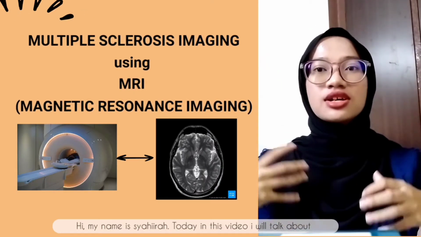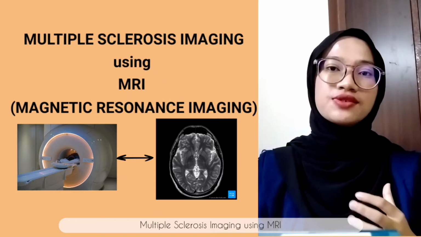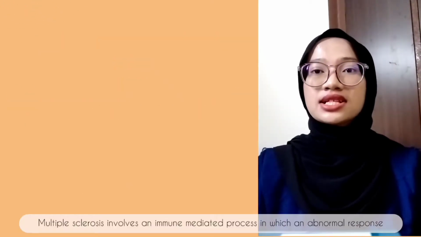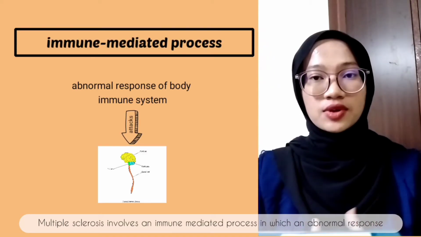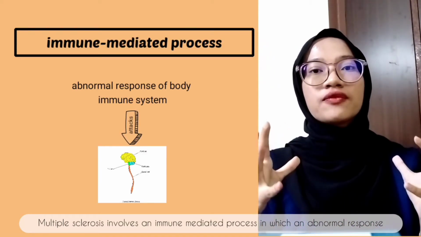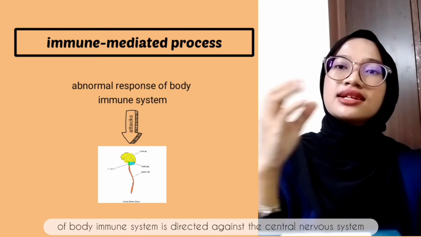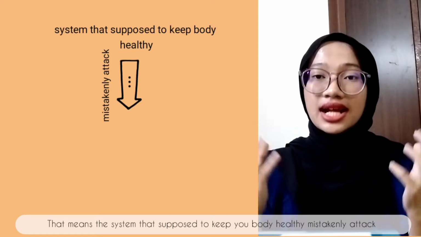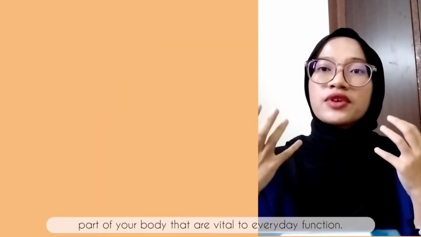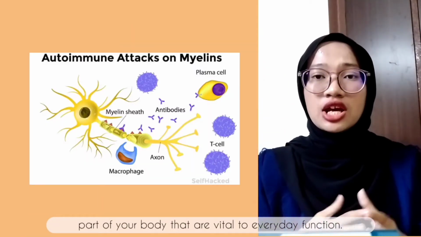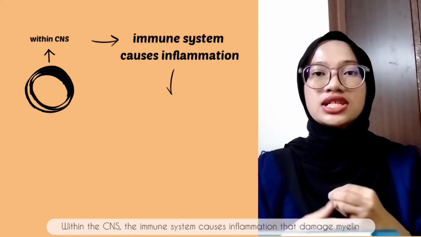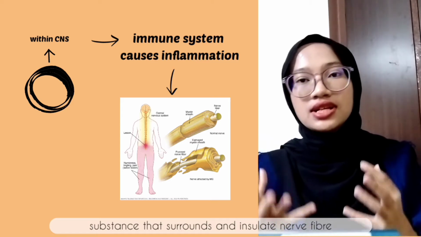Today in this video, I will talk about multiple sclerosis imaging using MRI. What is multiple sclerosis? Multiple sclerosis involves an immune-mediated process in which an abnormal response of the body immune system is directed against the central nervous system. That means the system that is designed to keep your body healthy mistakenly attacks part of your body that are vital to everyday function. Within the CNS, the immune system causes inflammation that damages myelin, which is fatty substance that surrounds and insulates nerve fiber as well as the nerve fiber themselves.